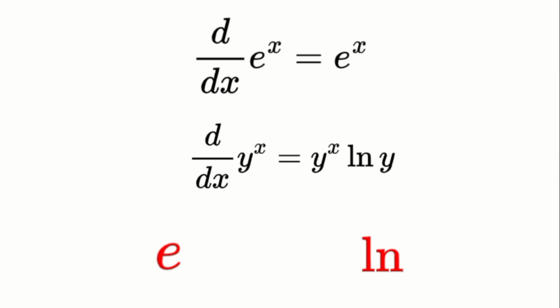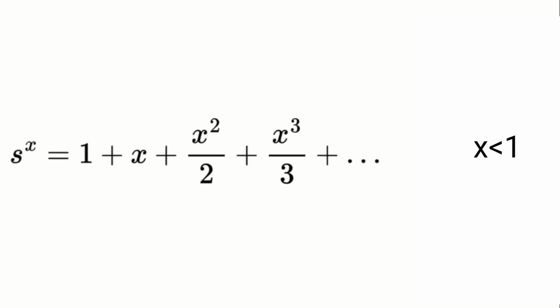Let me introduce you to the s function. It's defined as s to the power of x equals 1 plus x squared over 2 plus x cubed over 3 and so on for x less than 1. This function might look familiar. It's similar to the Taylor series expansion of e to the power of x, but it's not the same. The s function is a new tool that we'll use to find derivatives of exponential functions in a completely different way. The key idea is to express exponential functions like e to the power of x or y to the power of x in terms of the s function. Let's see how this works.